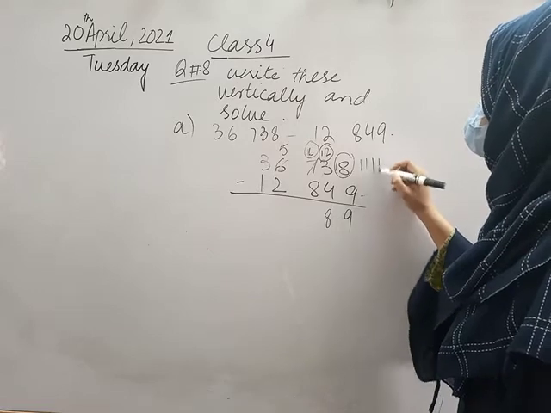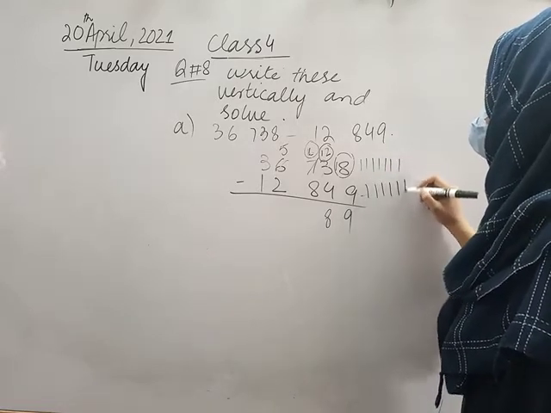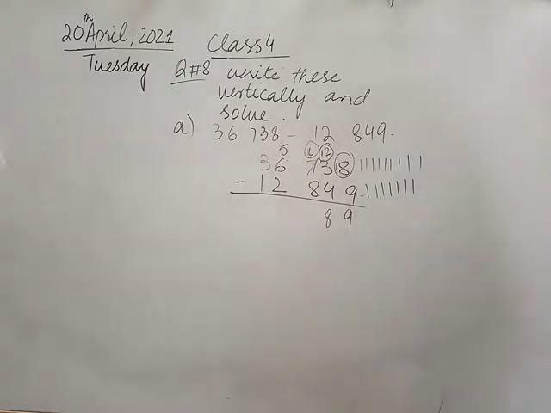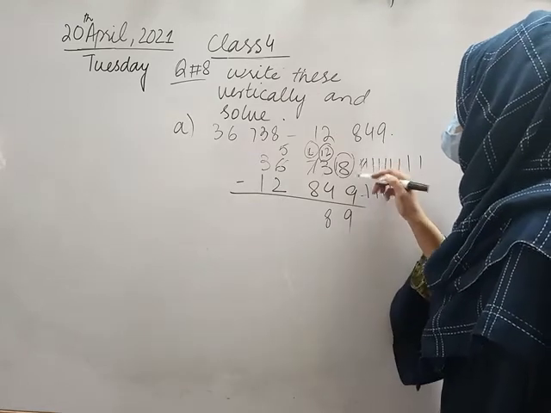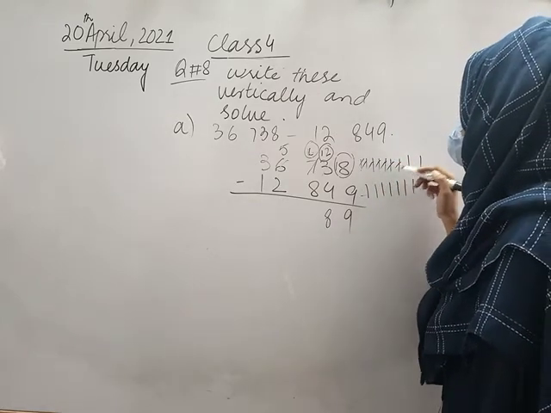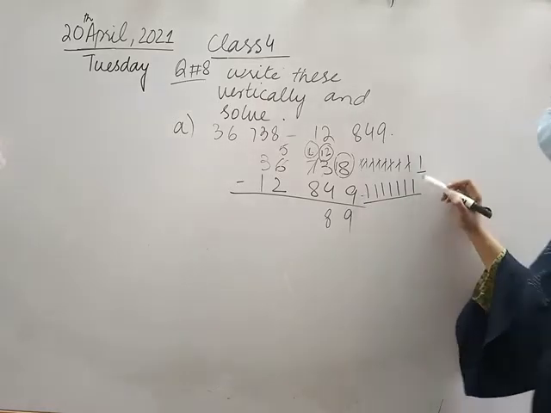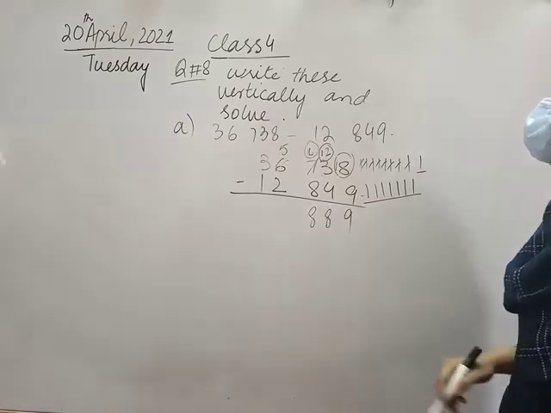1 2 3 4 5 6 7 8 9 10 11 12 13 14 15 16. 16 in total. So what would we do, class? We will subtract 8 from 16. 1 2 3 4 5 6 7 8, and we have 1 2 3 4 5 6 7 8. Fine.